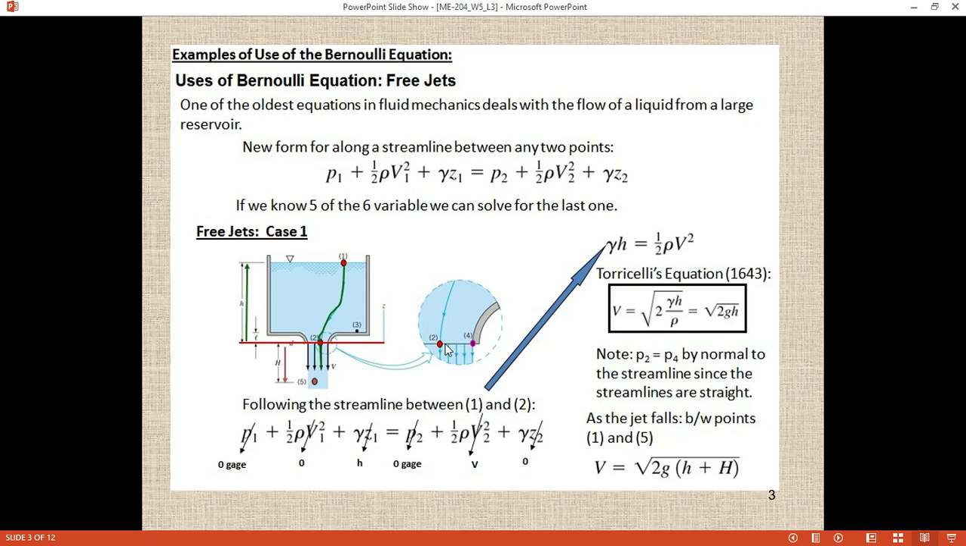Same at point 2 and point 4. This is at the exit. At these 2 points also the pressure is atmospheric pressure. So this is assumption number 2: the pressure at the jet and the pressure at the top of the reservoir will be 0.